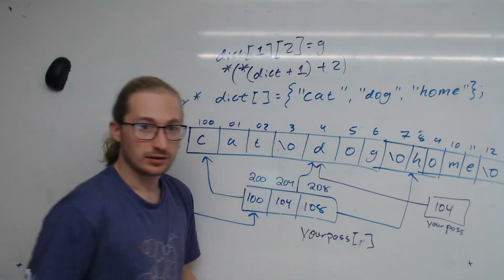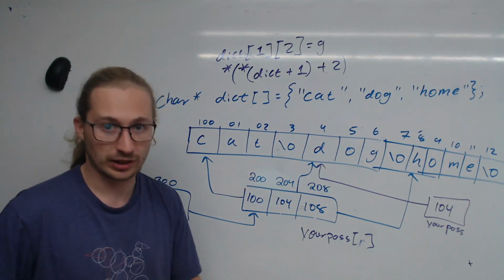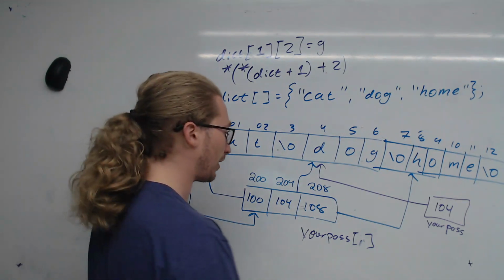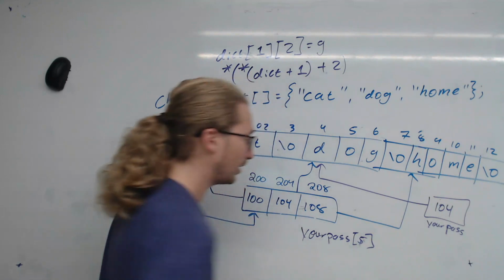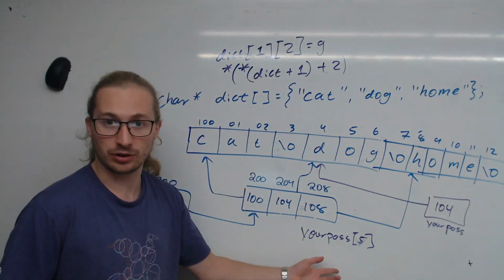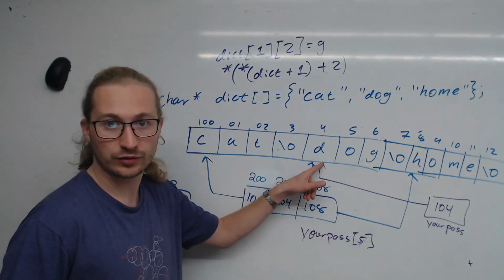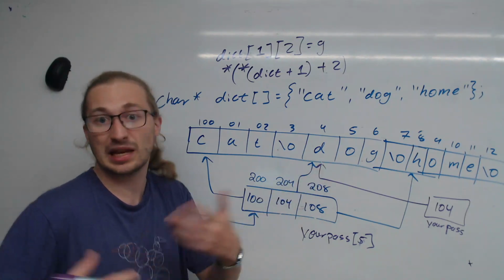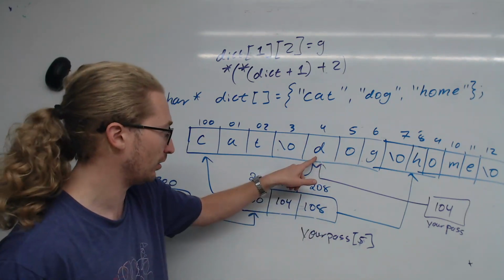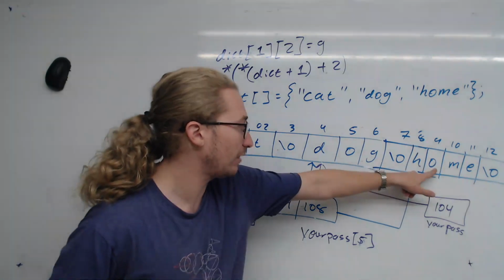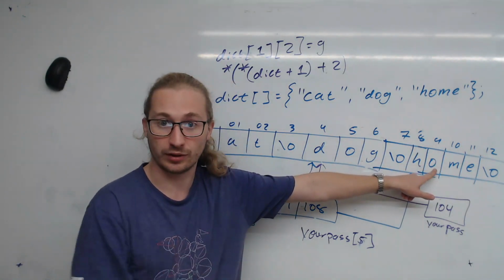Problem is, C is a very literal language and will not check error bounds or check anything silly. So if you were to write your pass of 5, C will do exactly what you asked it to do. It will go to here and offset by 5 times however big a char is, 5 bytes. So 1, 2, 3, 4, 5, it would fetch the O from the next string over.